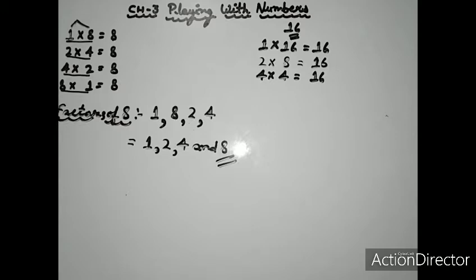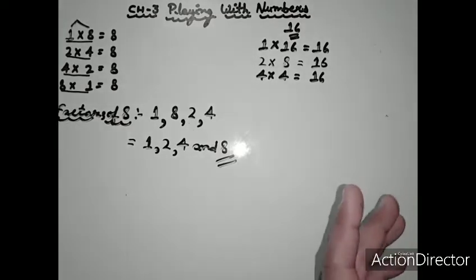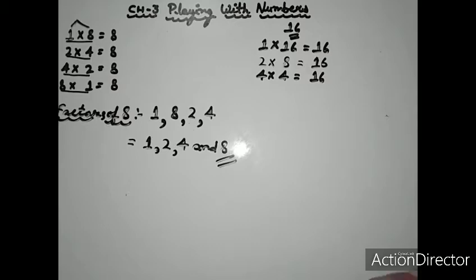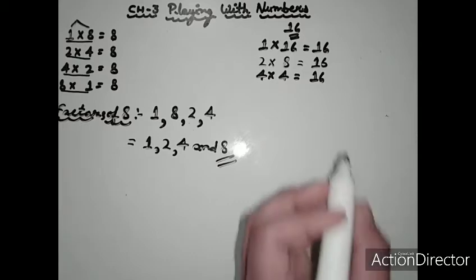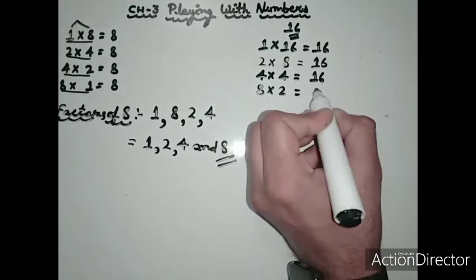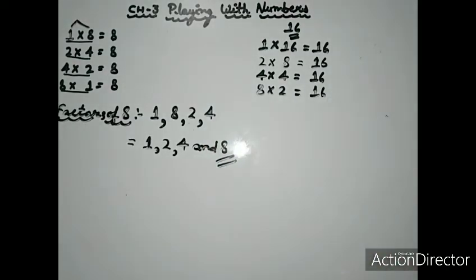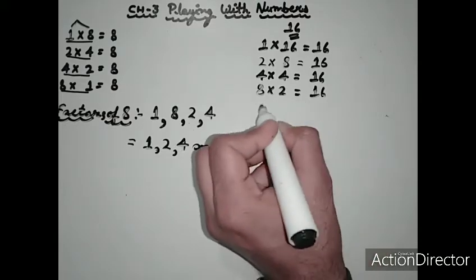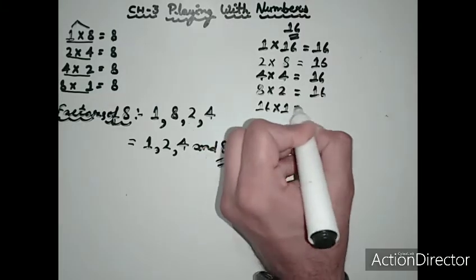Next 5, 16 does not come in the table of 5 here. Now 6, 16 does not come in the table of 6 here. Now 7, not in 7 but in 8. 8 multiplied by 2, 8 twos are 16. Then again 16 ones are 16.